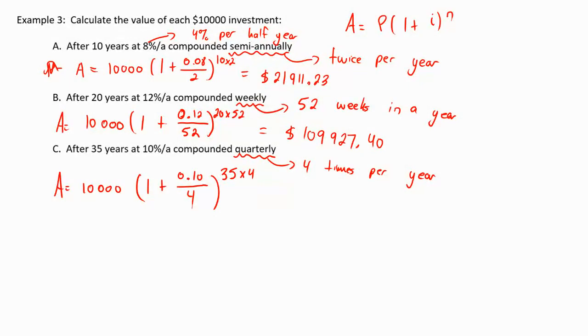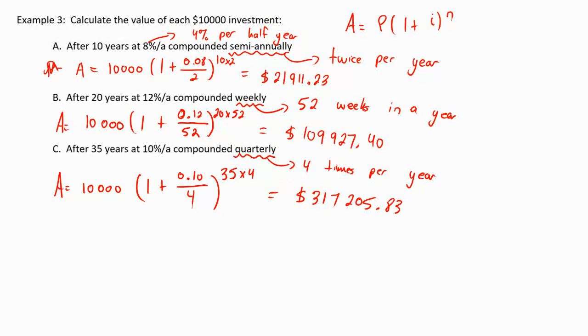We're going to fire this in our calculator. 10,000, 1 plus 0.10 divided by 4, exponent 35 times 4. And this answer is $317,205.83. Okay.